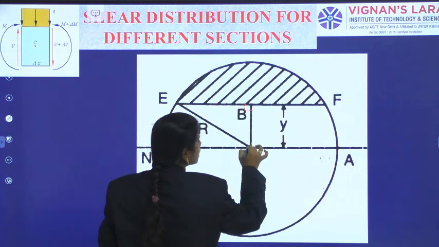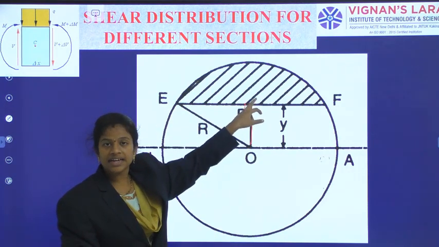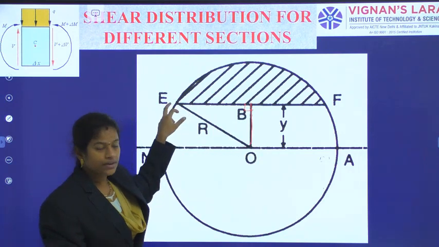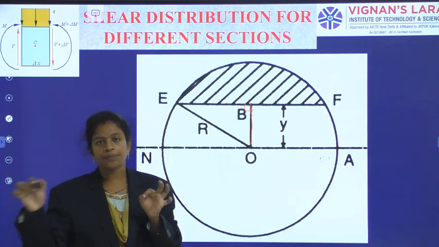So this perpendicular we have plotted from O, and the corner we have indicated as B. From O to F, O to E, whatever is from the origin to any point on the circle, is R, the radius.